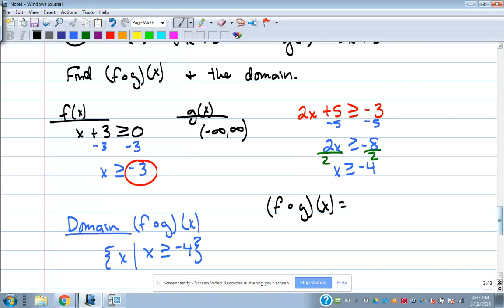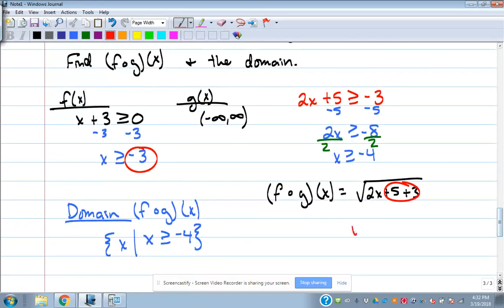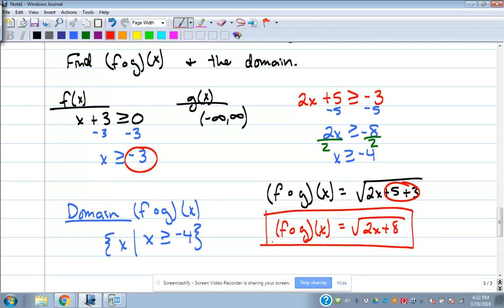So we're taking g of x, the nice linear piece, 2x plus 5, and we're replacing x in f of x. 2x plus 5, and then the plus 3, and then simplify, and yes, you get 2x plus 8. Right here, f composed with g. And there's our composite function. Very nice, easy thing to do there.